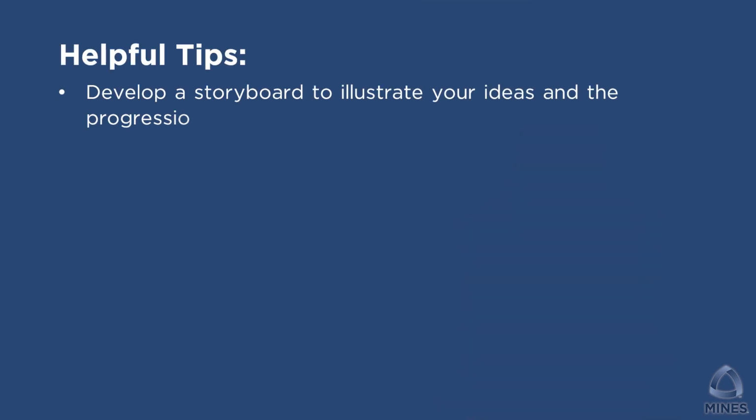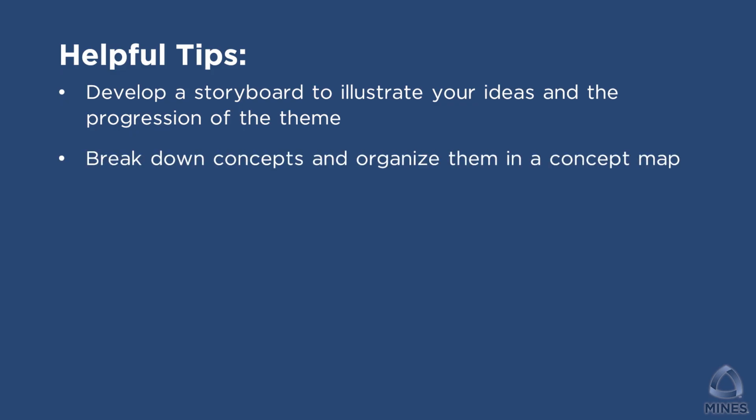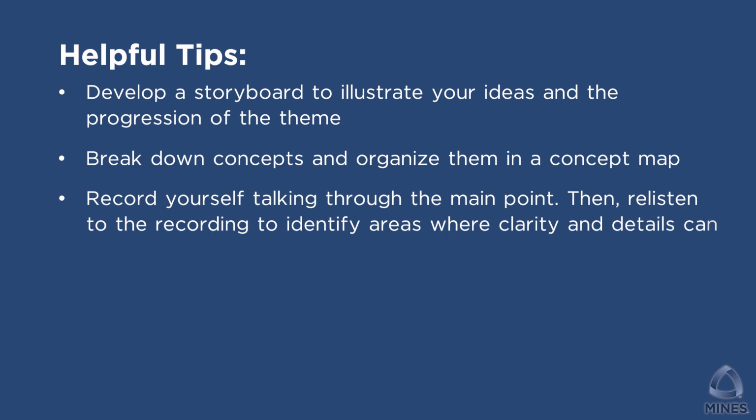Develop a storyboard to illustrate your ideas and the progression of the theme throughout the narrative. Break down concepts and organize them in a concept map to help add structure and visualize connections. Record yourself talking through the main points of your narrative. Then allow some time to pass and go back and listen to your recording. Determine which points could be elaborated on or made more clearly.